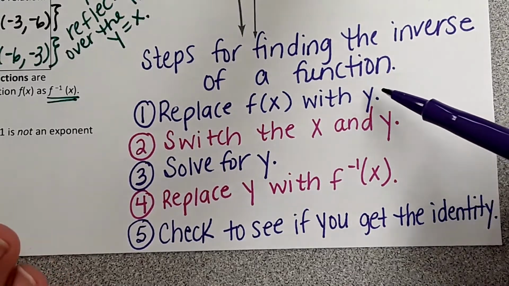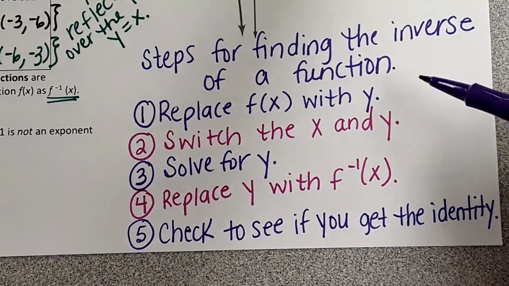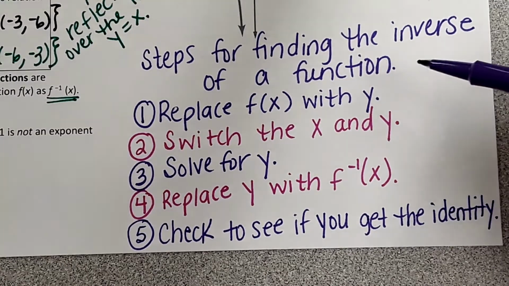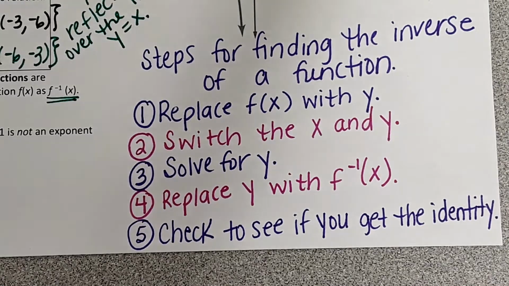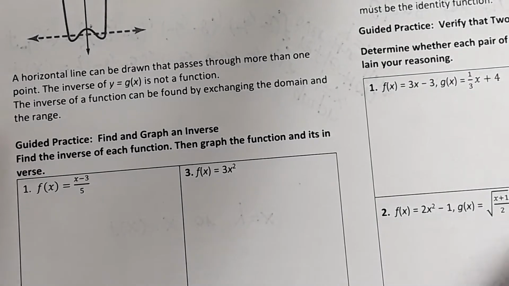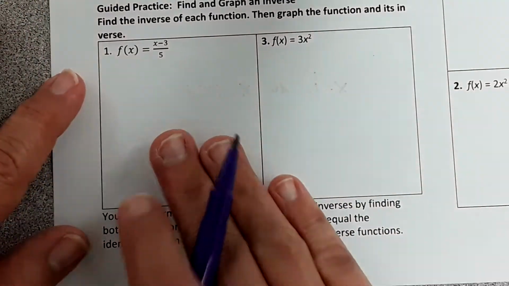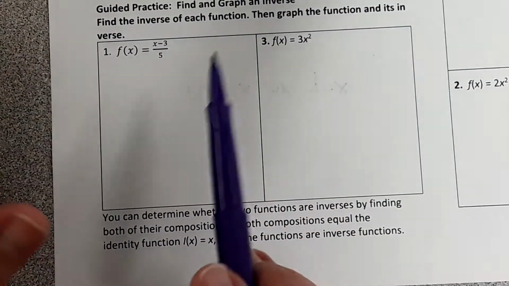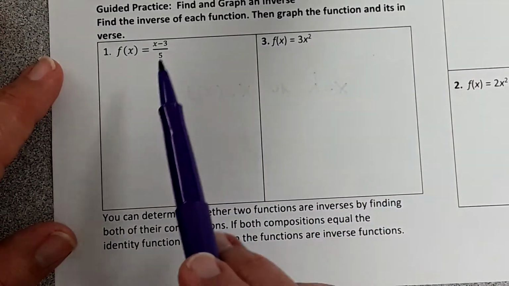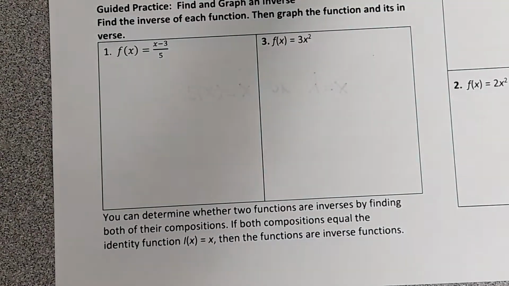So replace f of x with y, switch x and y, solve for y, replace y. And this part is where the graph paper comes in, because you're going to have to graph the original function and the inverse function. You can just make a table if you need to. So I'm going to flip this over. There's some information, and we're going to look at number 1. So find the inverse of each function. That's what we're going to do. Then graph the function and its inverse. So tonight, you're going to do this part, or tomorrow, and then you'll graph it, okay?